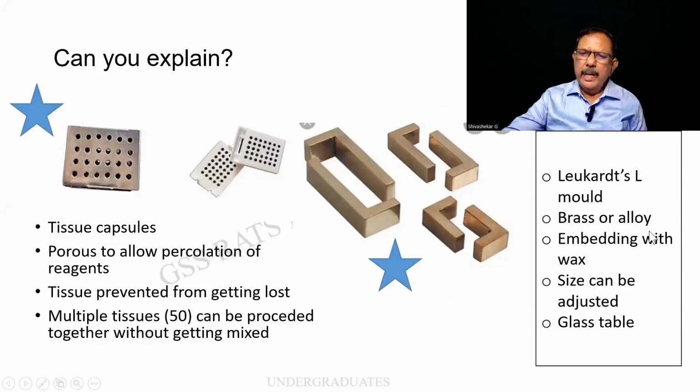It is made up of brass or any alloy. It has got flat edges. And we put the tissue on a glass plate and we do the process called embedding. Embedding means we pour wax and it gets solidified. The size here can be adjusted accordingly. So these are the Leuckart's L. One more star for you.